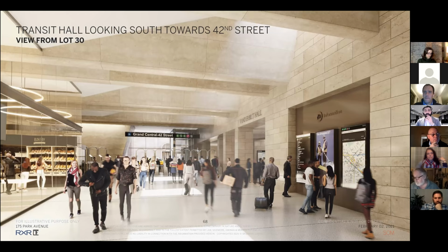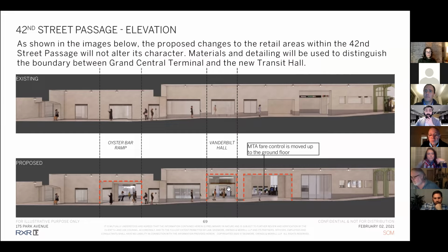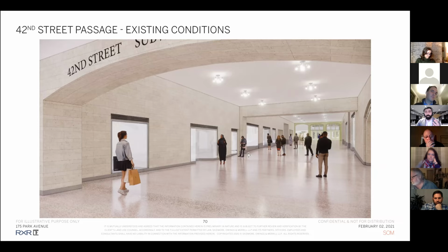So this is an elevation that shows you the location of these proposed changes within the 42nd Street passage. This is the elevation of the eastern side of the passage. And you're seeing one new opening facing the Oyster Bar ramp, one new opening facing Vanderbilt Hall, and one increase of an existing opening directly into the Transit Hall. And again, the primary goal here is to increase the level of service, increase connectivity between that new expanded subway and the rest of the terminal.